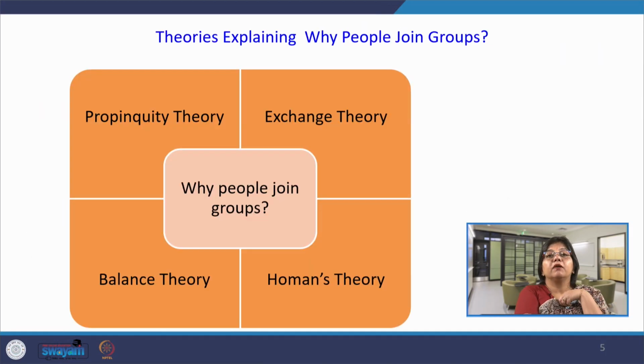Next comes, why do people join groups? In order to understand the question why, four theoretical assumptions have been laid down to understand why people join groups. The four theories on the screen are some of the most famous and most discussed theories to explain why people join groups. The first is Propinquity theory, then exchange theory, balance theory and Homan's theory.